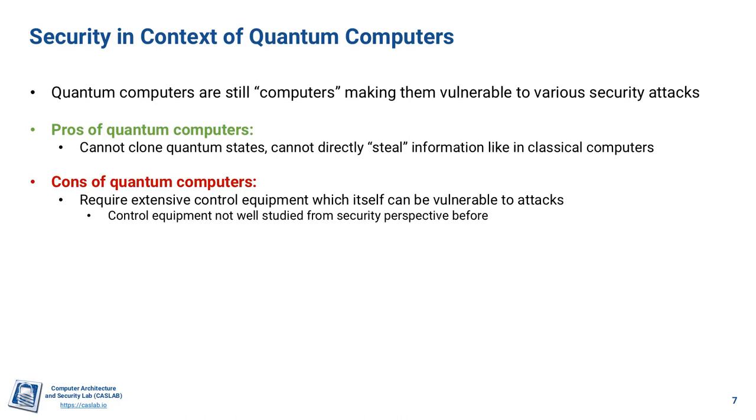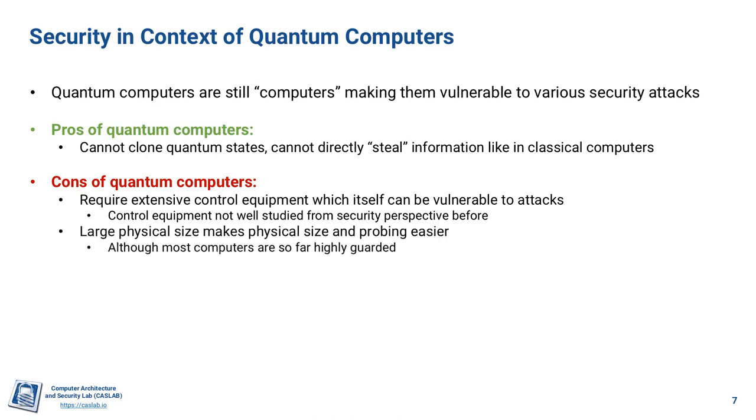On the other hand, there are a lot of new things that we haven't experienced in classical computers. For example, there's the extensive control equipment that I mentioned. There are a lot of signal generators, mixers, and FPGAs involved in controlling the quantum computers. And these have really not been studied from the security perspective before, because in classical computers, you don't use a signal generator to control your CPU. So people haven't cared about the security of these components, but now they're critically involved in controlling quantum computers. So we have to look at the control equipment.